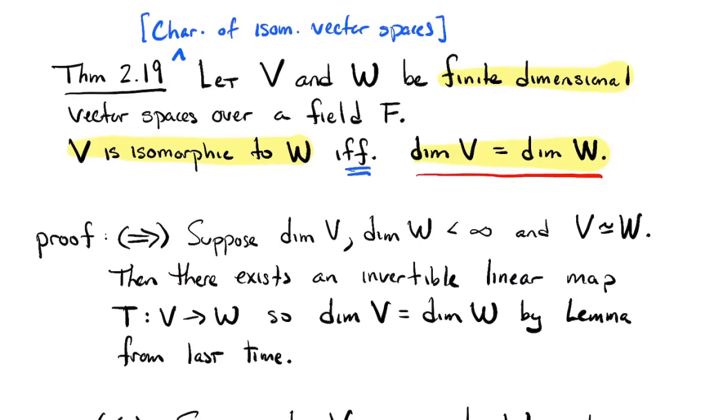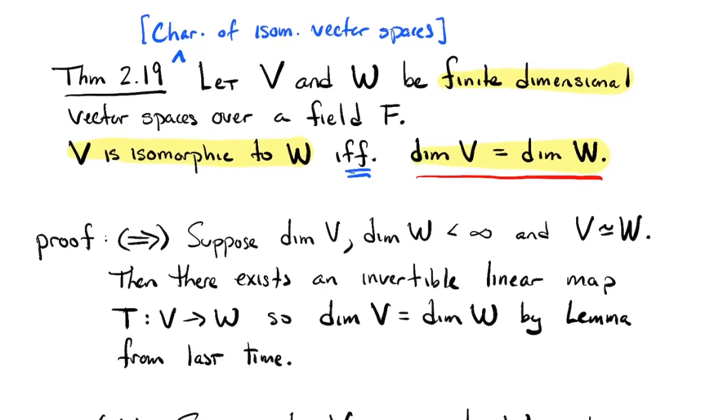Okay, so how to prove this? Let's suppose that we've got our vector spaces V and W and they're finite dimensional. That's my lazy way of writing that the dimension of V and the dimension of W are not infinite. And let's suppose that they're isomorphic.